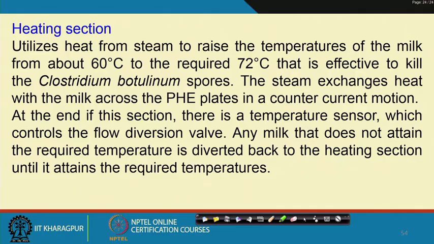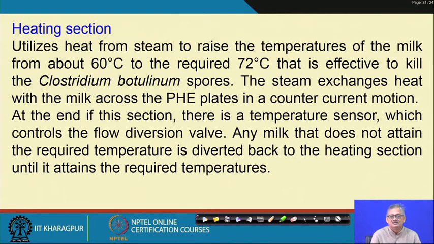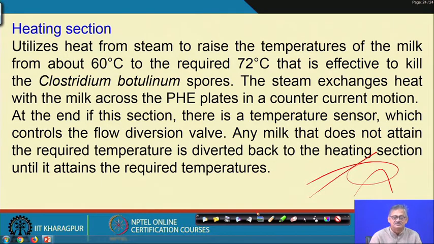Now, there is a heating section, because homogenization is also a function of temperature. The higher the temperature, the better the homogenization, right. But there is also an optimum. It will not go on increasing steadily; there will be some maximum where the temperature is good. That is why about 60 to 72 degrees centigrade is effective to kill the Clostridium botulinum spores.